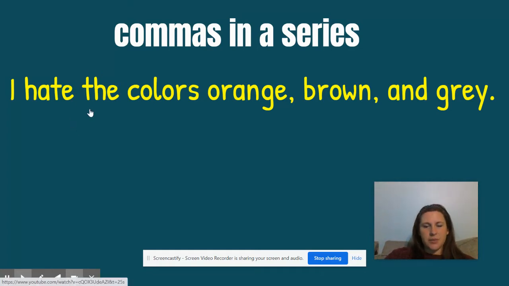So this is the exact same sentence. I hate the colors orange, brown, and gray. And you may have heard Miss Acton singing the little tune, 1, comma, 2, comma, and 3. So this followed the pattern perfectly. It's got a comma separating orange, brown, because orange brown is a color. It's the color orange and brown mixed together, and I bet it is not a nice color. I bet it's gross looking.